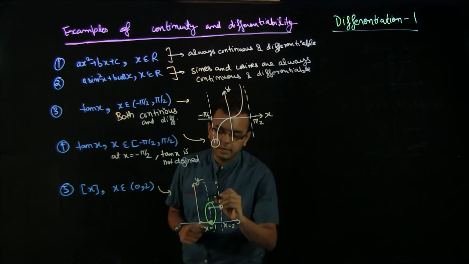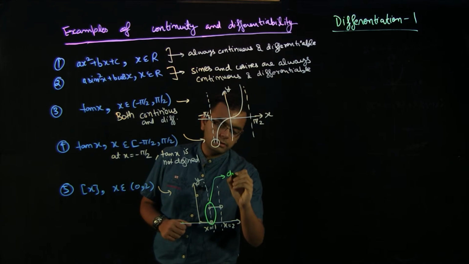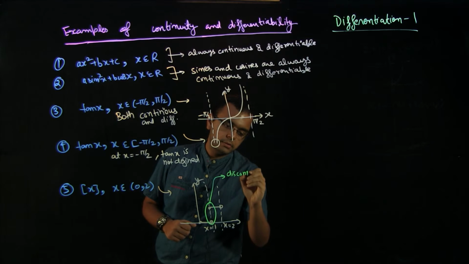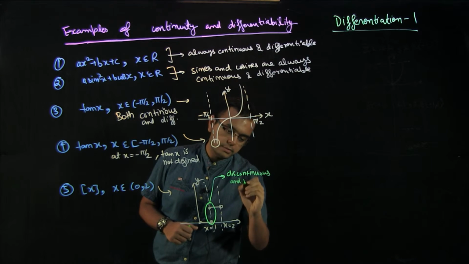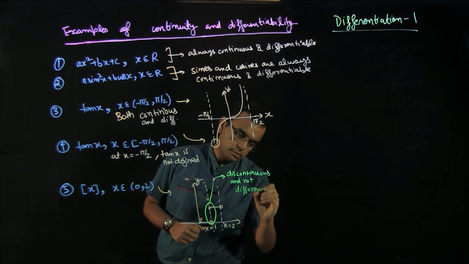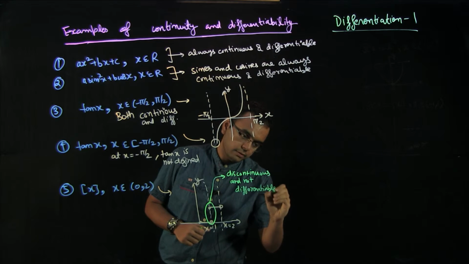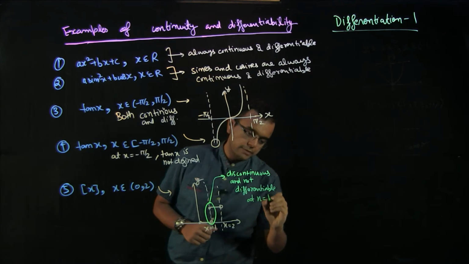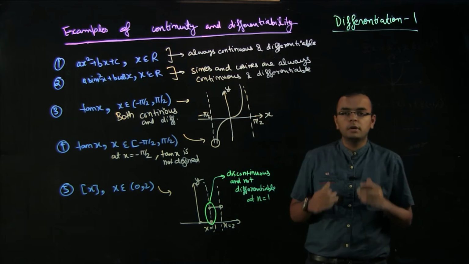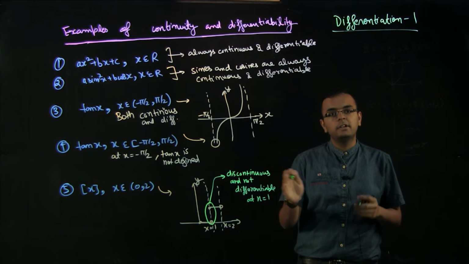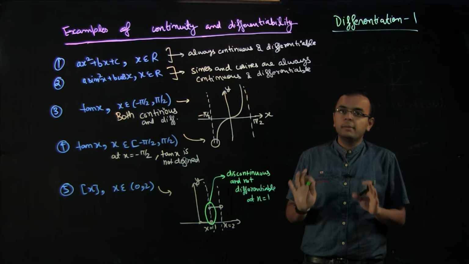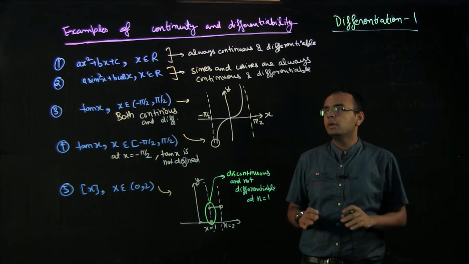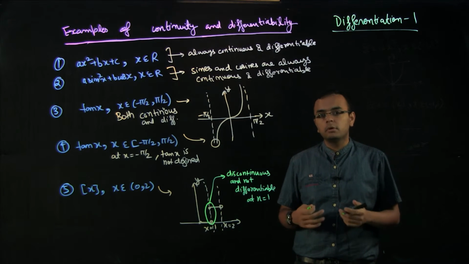So this would mean that it is discontinuous and not differentiable at x equal to 1, because whenever the function is discontinuous, it cannot be differentiable. So we don't even need to evaluate LHD, RHD. So I am giving very simple examples in this video. In the next video, you will see that there are more complicated examples.